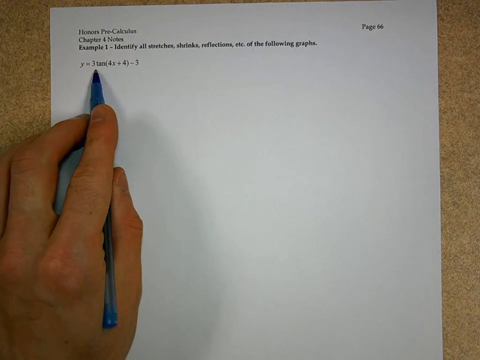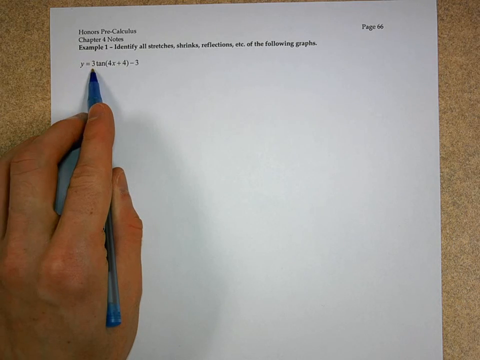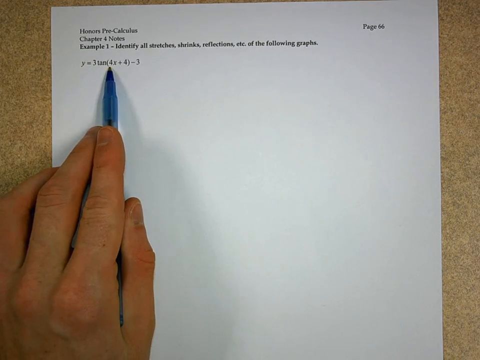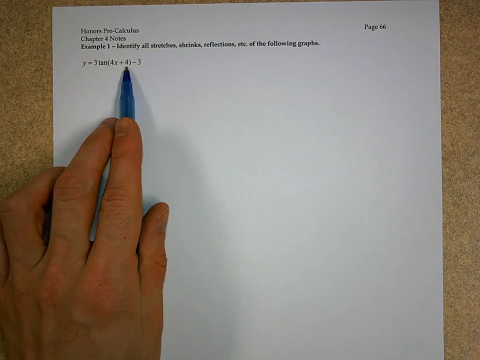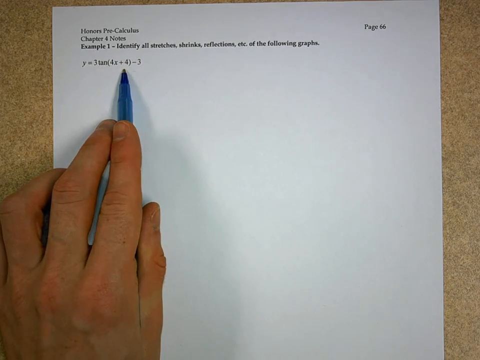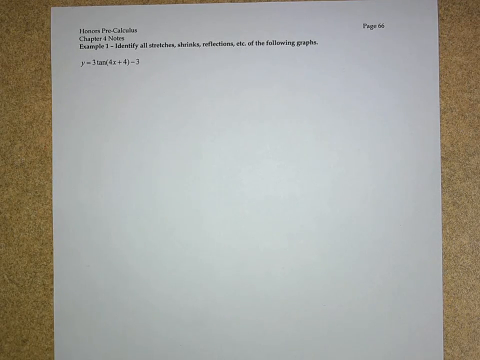So starting out with a general tangent function, we want to identify all the stretches, shrinks, and reflections of the following graph. And tangent has the same pieces as all our other trig functions. The number in front represents our vertical stretch or shrink. The number in front of the x is our b value, which is going to tell us the frequency, which helps us find our period. That's your horizontal stretch or shrink. Inside the parentheses then, we've got a horizontal shift, and then the number outside the parentheses is the one that is the vertical shift.